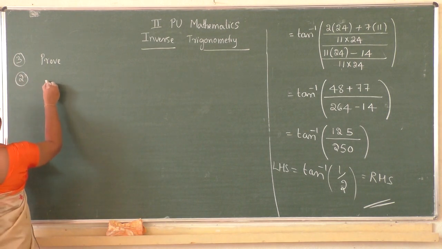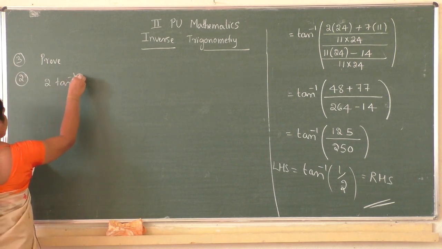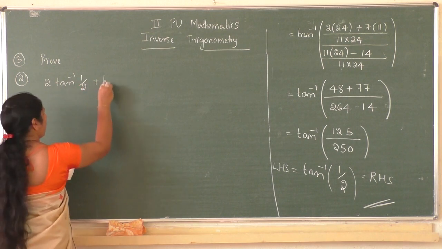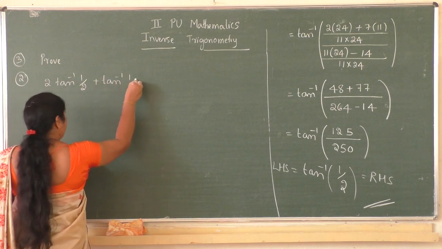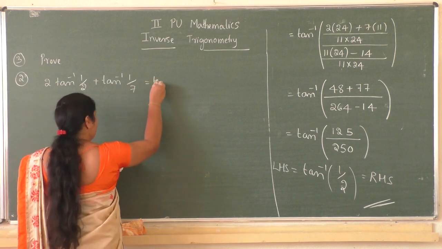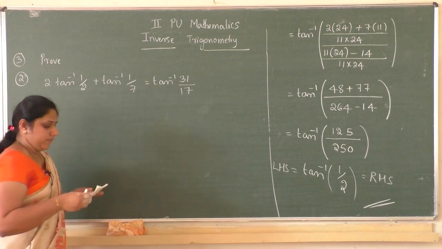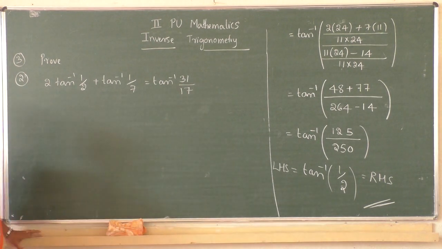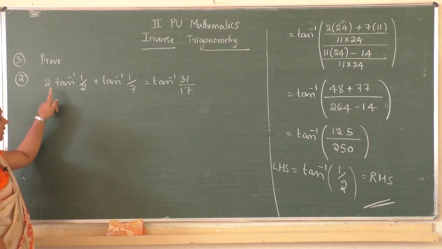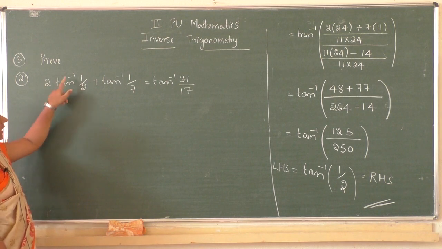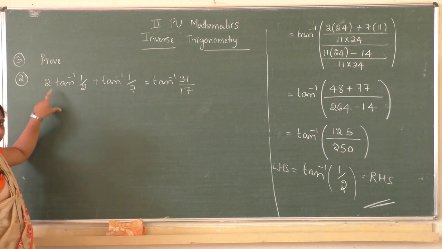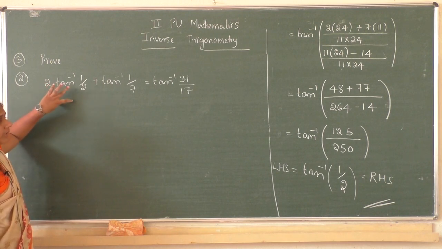Second question: 2 tan inverse half plus tan inverse 1 by 7 equals tan inverse of 31 by 17. See, there are two methods. One, we write 2 tan inverse half as tan inverse half plus tan inverse half, then apply the formula.